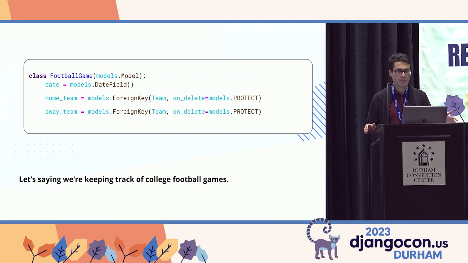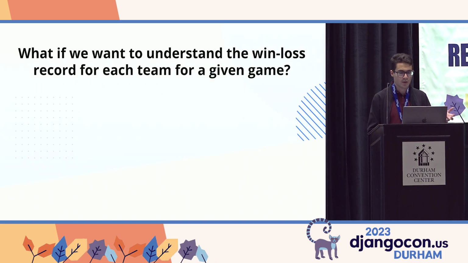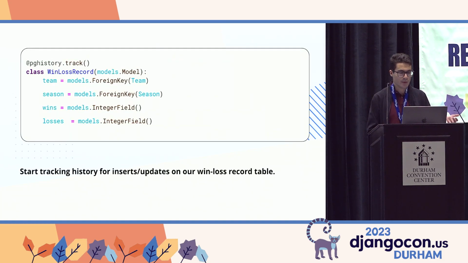So an example I'm going to talk about here is, let's say that we have some fantasy sports application, and we're tracking football games. So we have a home team and an away team. We also have another table that effectively tracks the win-loss record for a given team in a season. And we want to understand the win-loss record for each team for a given game. What can we do here?